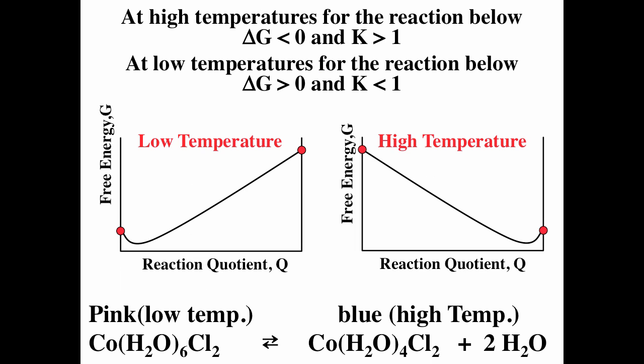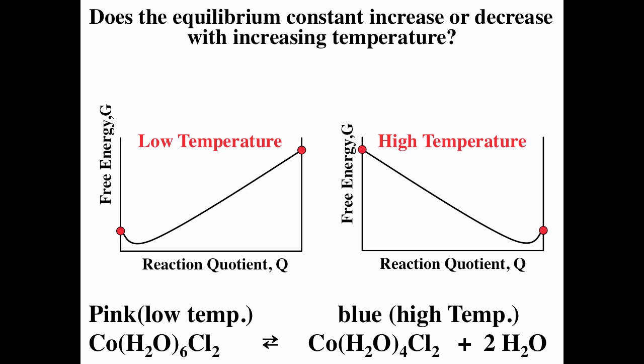But it's really kind of cool if we think about it. At low temperatures, the minimum, the most stable configuration, is close to the reactants, and then as you raise the temperature, that minimum actually moves over to the right until it moves closer to the products. And so as you're increasing the temperature for this reaction, the equilibrium constant is increasing.